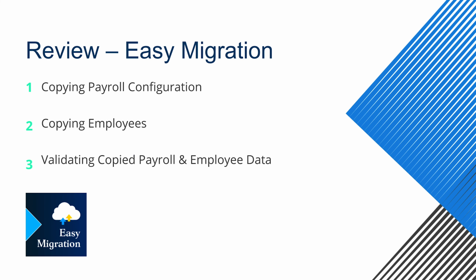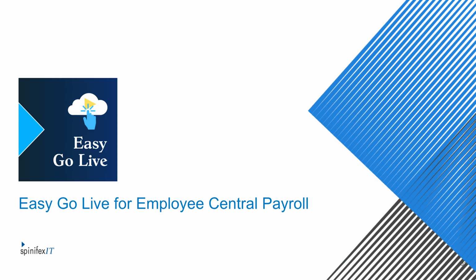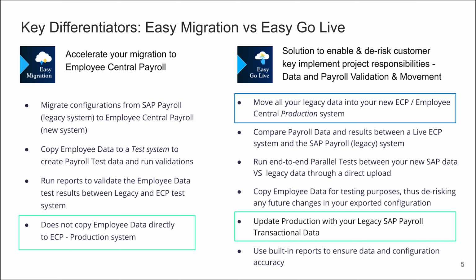After a quick review of Easy Migration, which we covered in more detail last time, the three main steps performed by Easy Migration are copying the payroll configuration, then copying employees, followed by validating both the copied master data as well as results after payroll testing is executed. The next solution I'd like to introduce is Easy Go Live. So what does Easy Go Live do in comparison?